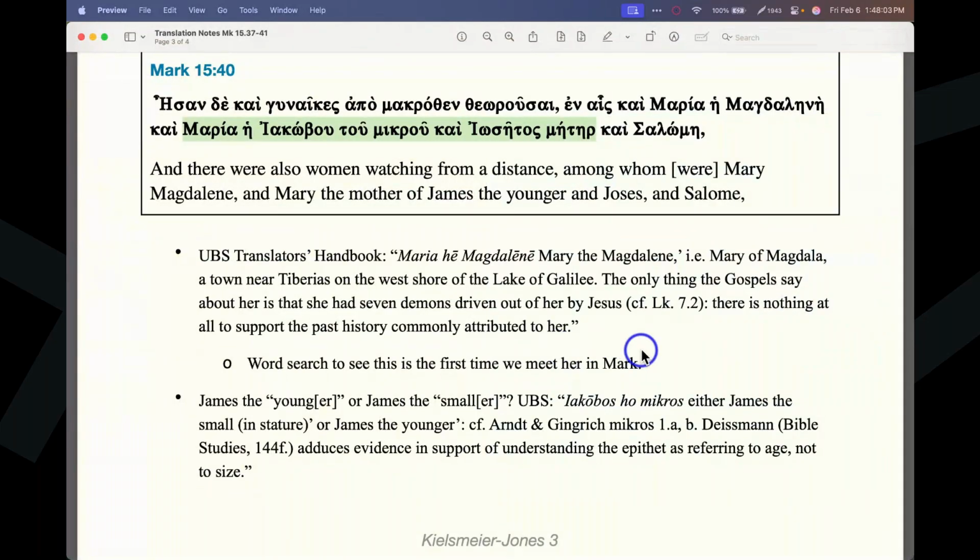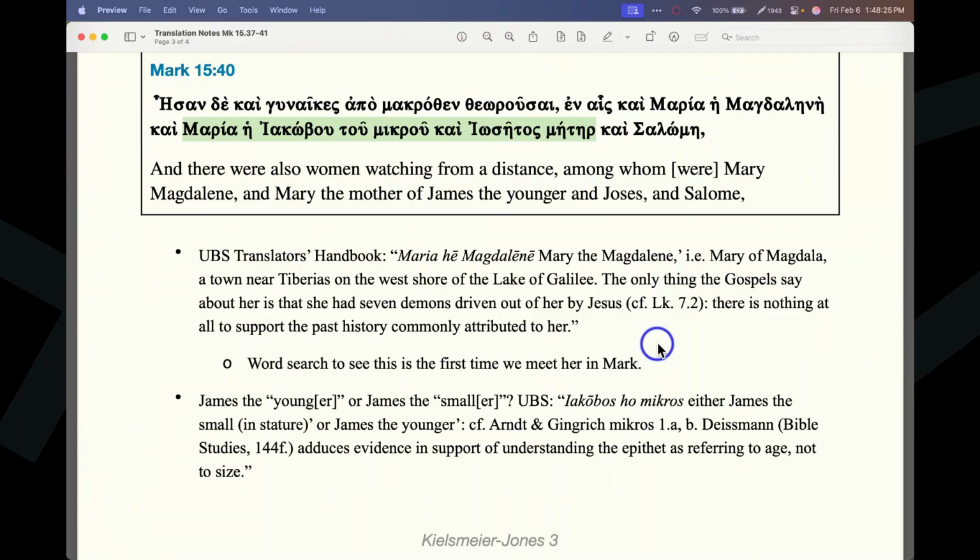Just a note on Mary Magdalene, or Mary the Magdalene. This is from the UBS Translator's Handbook, which very helpfully says, this is a town near Tiberias on the west shore of the Lake of Galilee. The only thing the Gospels say about her is that she had 7 demons driven out of her by Jesus. There is nothing at all to support the past history commonly attributed to her.